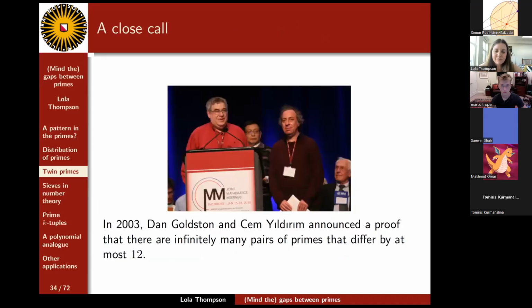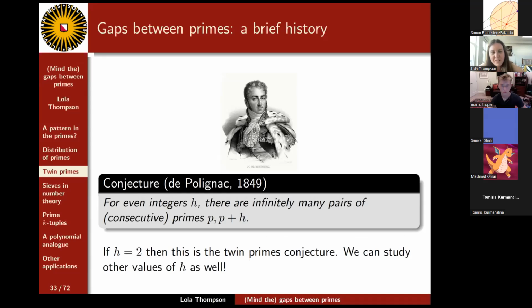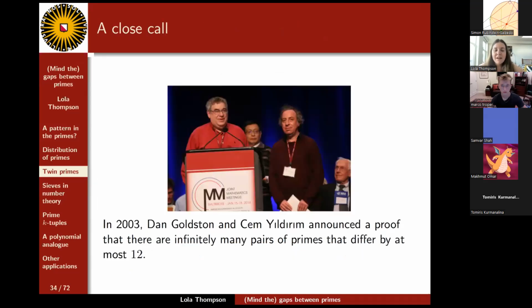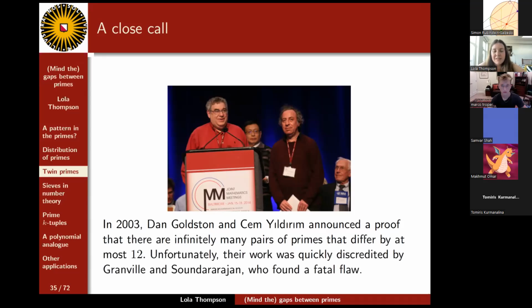All right. So let me now tell you a bit about the recent work on bounded gaps between primes. In 2003, so we're going forward from 1849 to 2003, Dan Goldston and Cem Yildirim announced a proof that there are infinitely many pairs of primes that differ by at most 12. And unfortunately, their proof turned out to have a really serious error in it, which was found by Andrew Granville and Sound.